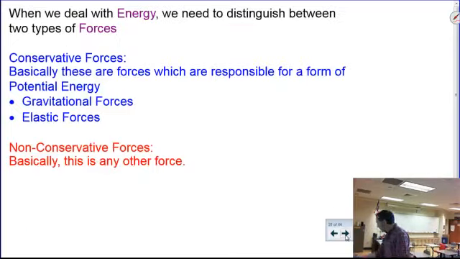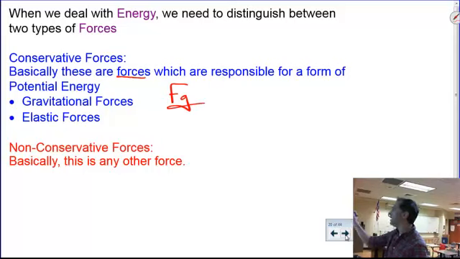First of all, when we deal with energy, we need to understand that there are two different types of forces. If you go on and take AP next year, you will learn more textbook definitions of conservative and non-conservative forces. For now, in a first year course, we're going to keep things simple. A conservative force for us is any type of force which is responsible for a form of potential energy. For us, there are only two conservative forces.